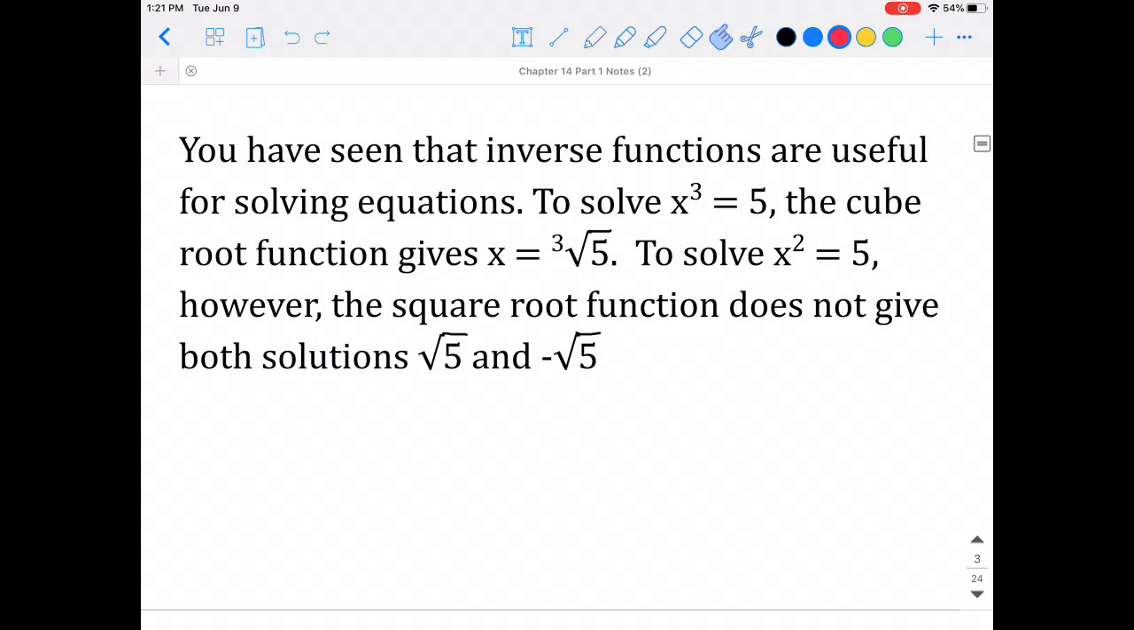We have seen inverses before, and they're very useful when we're solving equations. To solve x cubed equals 5, for example, we take the cube root of both sides to get x equals the cube root of 5. On the other hand, if we're solving x squared equals 5, we take the square root of both sides, and our solutions are the positive square root of 5 and negative square root of 5. Note, though, that on your calculator, if you were to plug this in, it would only show the positive solution, but we have to remember for x squared it's a plus or minus solution, so we have two solutions.